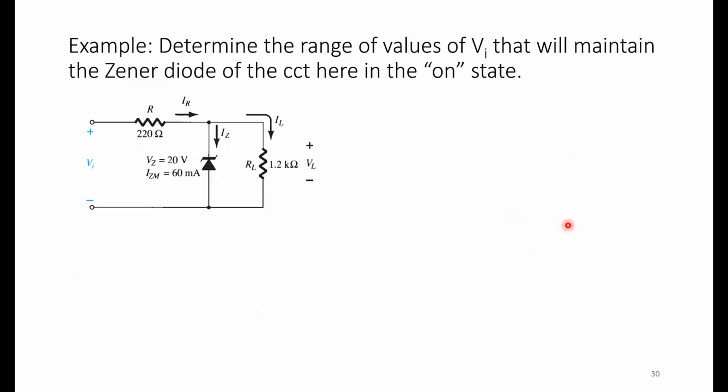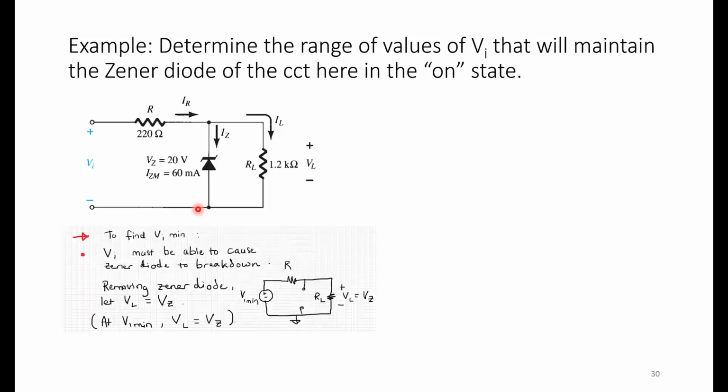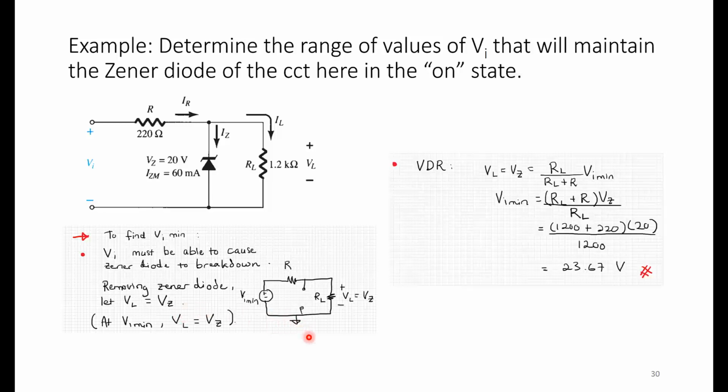Okay, so let's do an example here. Determine the range of values of Vin that will maintain the Zener diode of the circuit here in the on state. Here RL is fixed at 1.2 kilo ohms. We want to find the range of Vin that this regulator can tolerate. So to find Vin min, Vin must be able to cause Zener diode to break down. So I'm just doing what was explained in the slides before. Okay, we remove the Zener diode, we let VL is equals to Vz, and then we do a voltage divider rule to find Vin minimum, and we find that the Vin minimum with all these values put in is 23.67 volts.